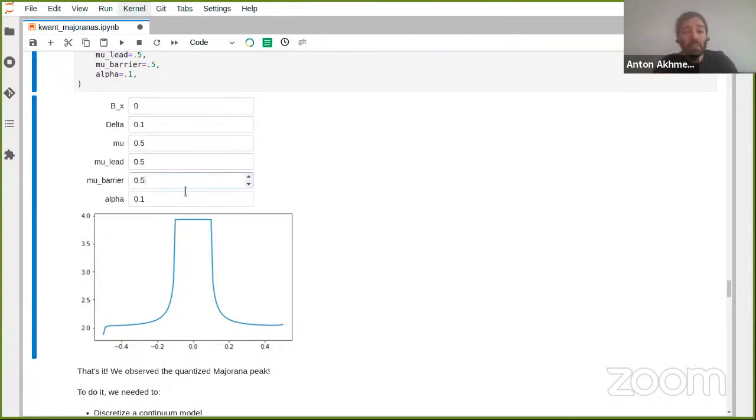Let's see what happens if we introduce a tunnel barrier between the two. So I don't know which value to use, but here I'm using a finite barrier. And once again, it will take a moment for this to recompute.